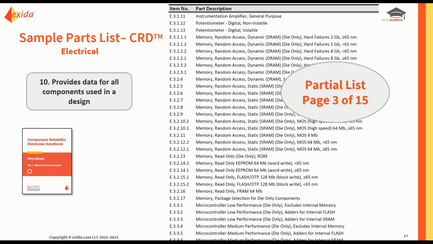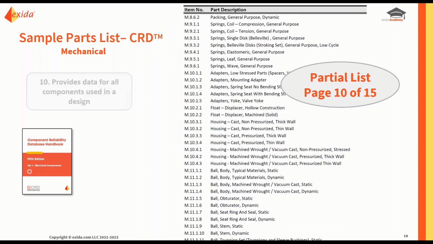So yeah, your database needs to provide data for all components used in the design, and not just for electrical, also for mechanical components. Because nowadays, obviously, devices are being developed that have both an electrical and mechanical element to them. So your database, if possible, needs to incorporate this information as well.